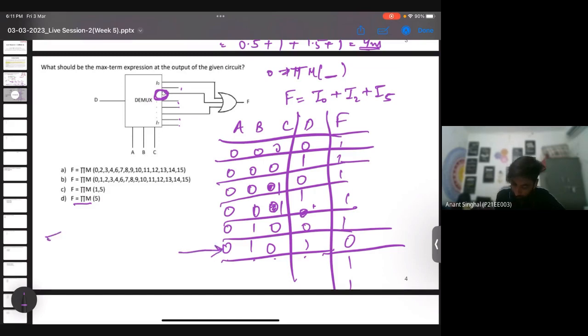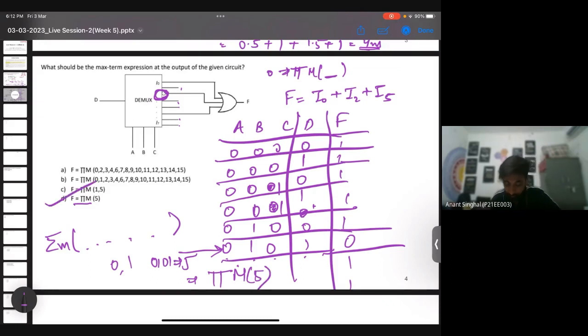If I try to write the min terms out of it, every term will come except this term, which is 0 1 0 1. 0 1 0 1 is nothing but 5. So the output will be nothing but max term 5. So the correct answer to this question was option D.